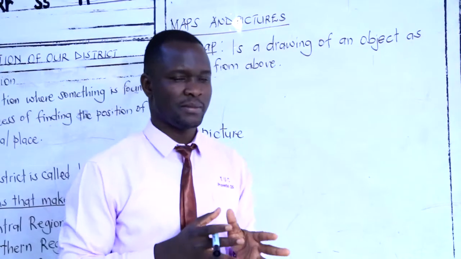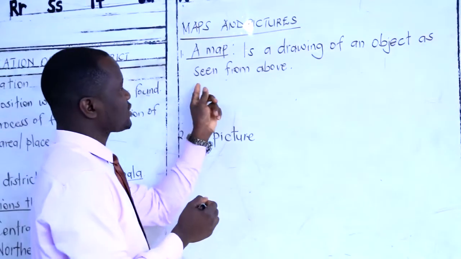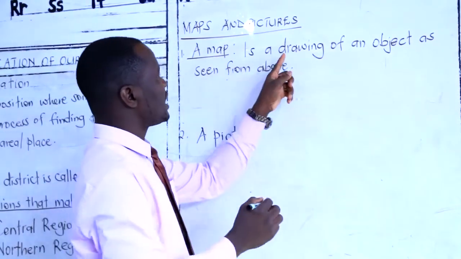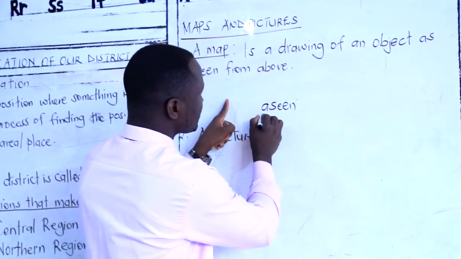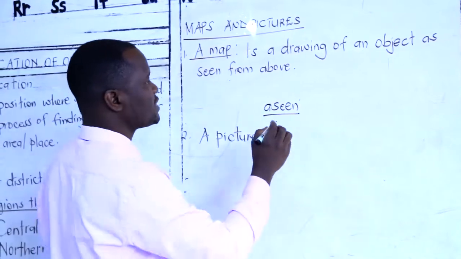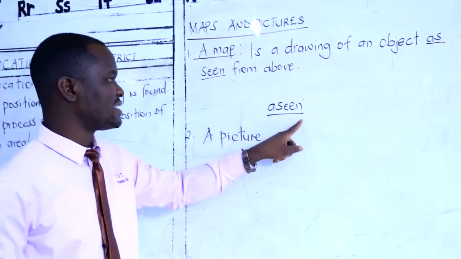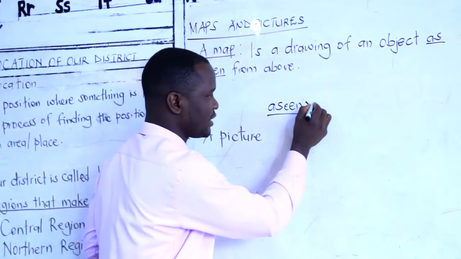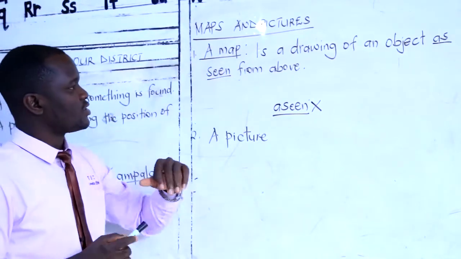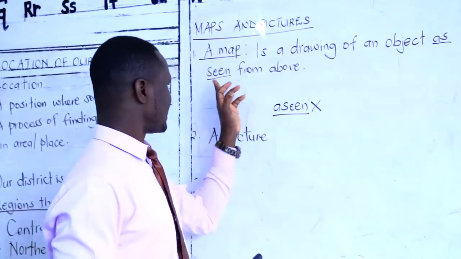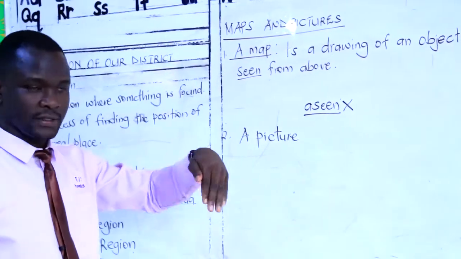I want to clear some mistakes that we always make in the P4 class. Some of us, when we are asked to define a map, we say a map is a drawing of an object, then you write "as seen". Hope you are seeing this. Instead of saying "as seen", you join it as one word, and when you do this, the teacher will roast you. So you need to write this as two words. A map is a drawing of an object as seen from above, meaning the way it is seen from above.